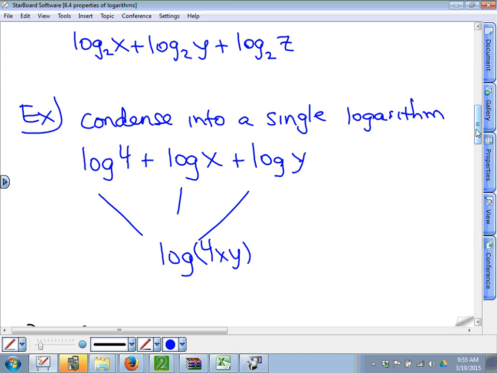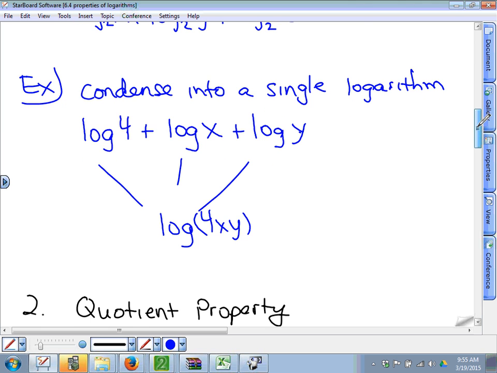Okay, here's the second law, or property. It's called the quotient property. Yep, quotient means division. Very good. And I would imagine most of you here are clever enough to know what this property is.